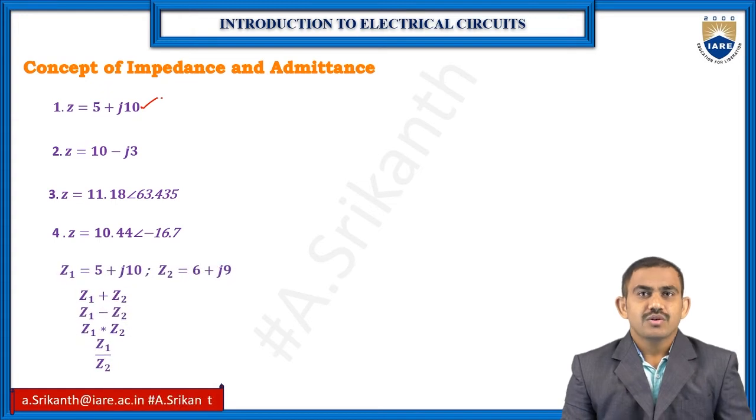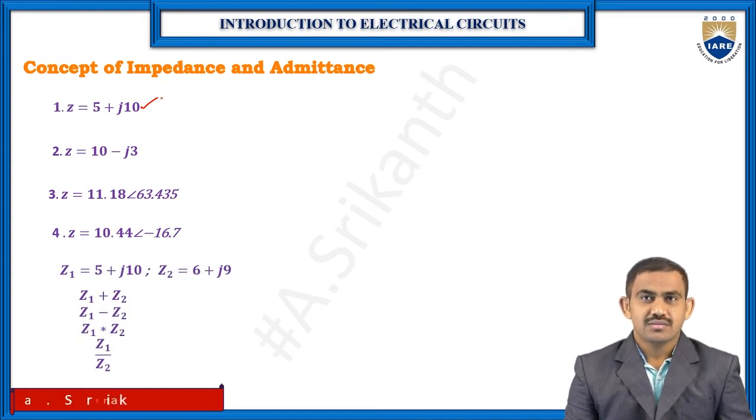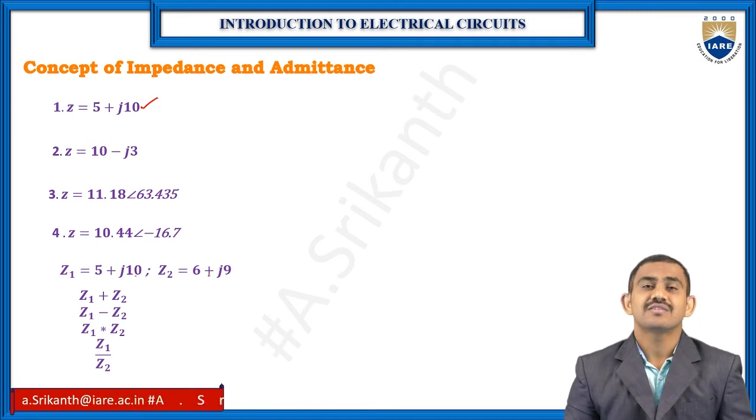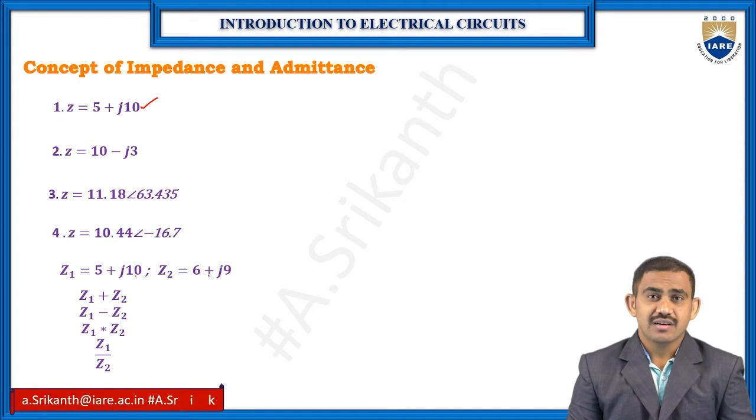Same thing, I have the polar value, convert into rectangular form. And one more problem. So I have z1 and z2 values. I want to add both values, subtract both values, and do multiplication as well as division. If you know the conversion of rectangular and polar, we will get the answer.